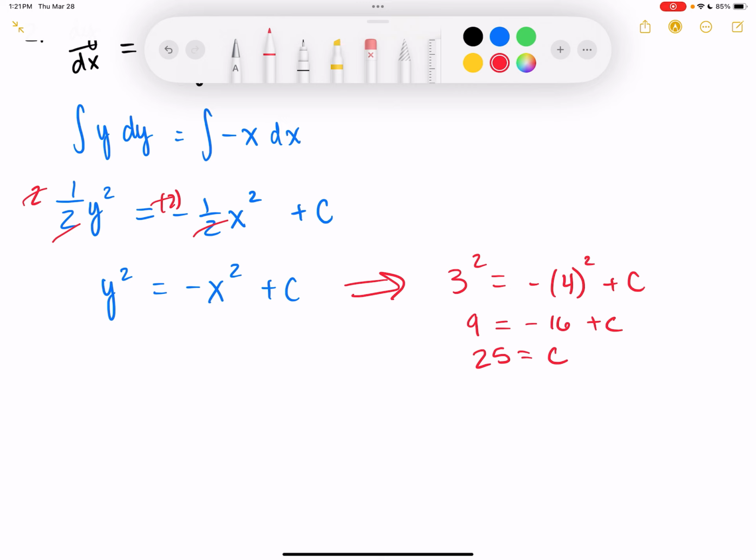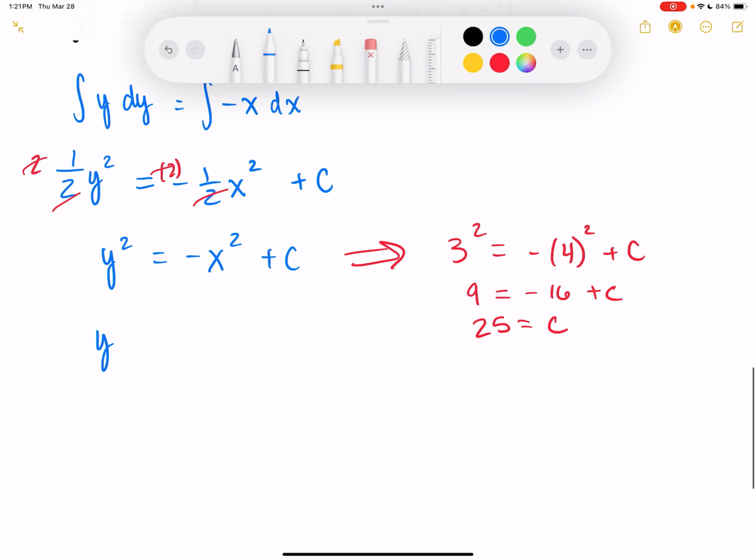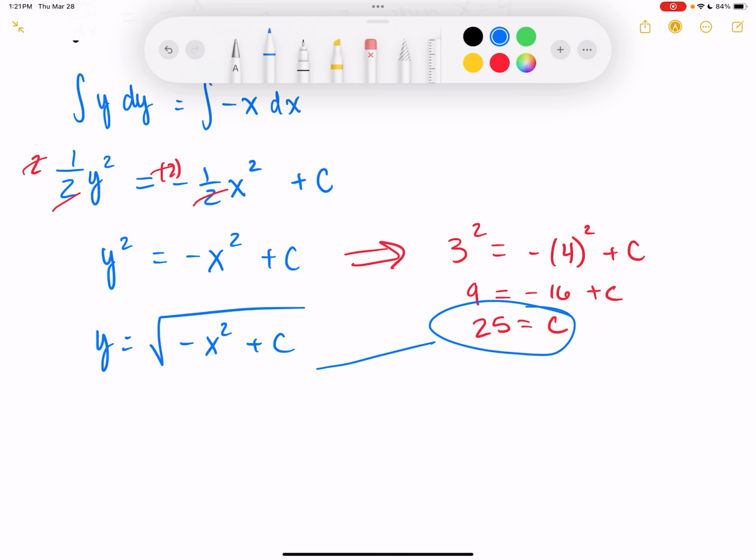So now I need to get y by itself over here. Take the square root of both sides. That's going to give me y equals the square root of negative x squared plus c. But I have c now, so this is going to get plugged back in. And so y equals the square root of negative x squared plus 25.